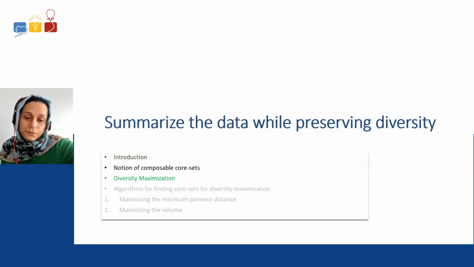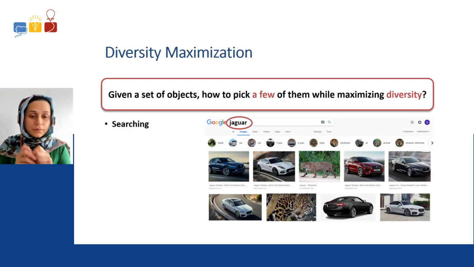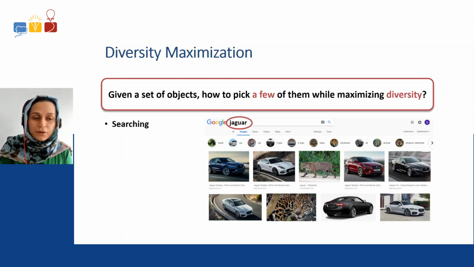Okay, so there are many scenarios where we are given a set of objects and we would like to pick a few of them that have maximum diversity. Okay, so let's see a few examples. For example, we might be searching for a query in Google, like Jaguar, and we want to make sure that the set of results is diverse. It contains Jaguar as a car and also Jaguar as an animal.